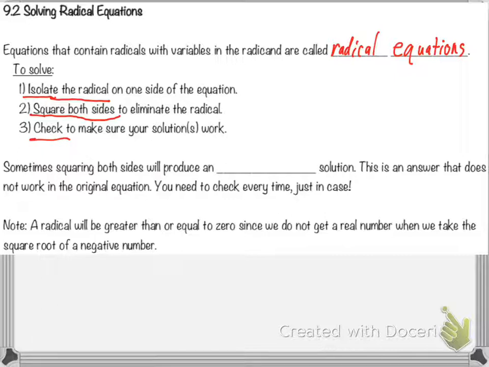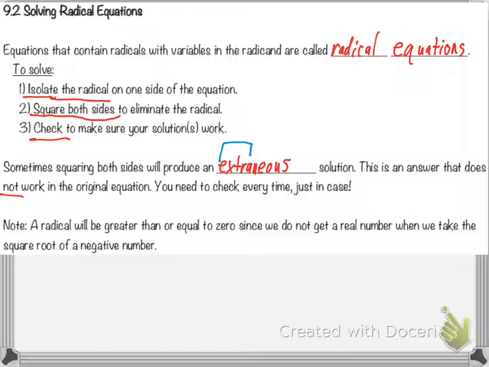work. Now this is actually even more important than before to check that the solutions work, because sometimes squaring both sides will produce what we call an extraneous solution. And this is an answer that does not work in the original equation. So you need to check every time just in case. And one way I like to remember what it's called is the beginning of this word, extra. Okay, it shouldn't be there. It wasn't supposed to be there originally.